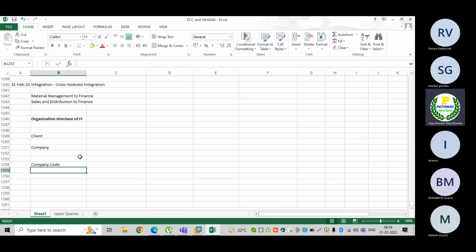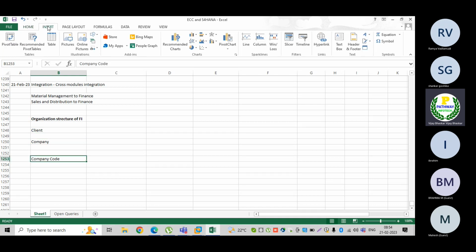Fair enough. Now the organization structure of finance: how will it be? Client, then company, then company code. This is the organization structure.